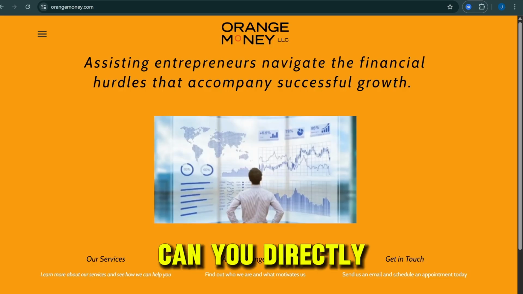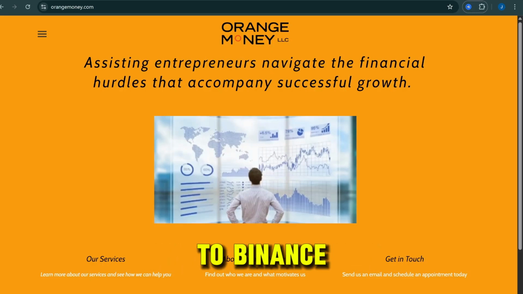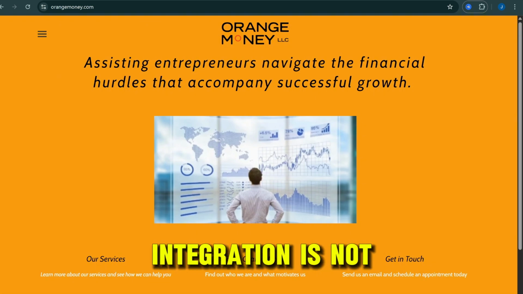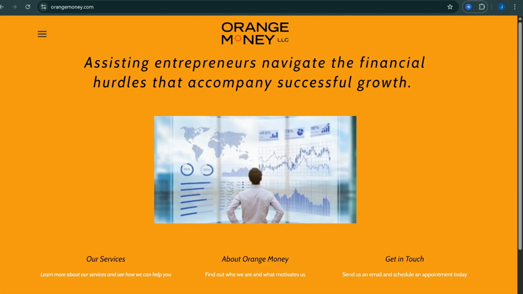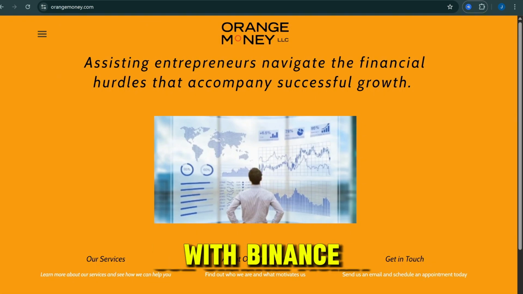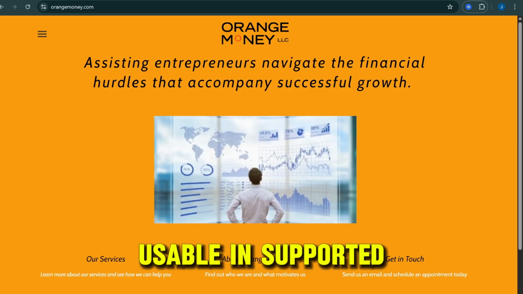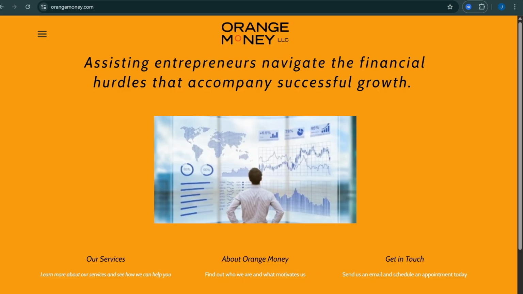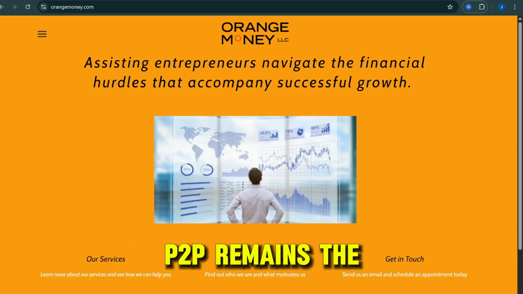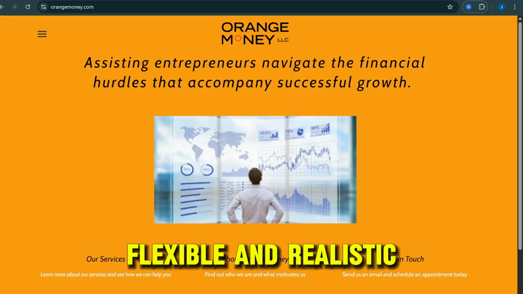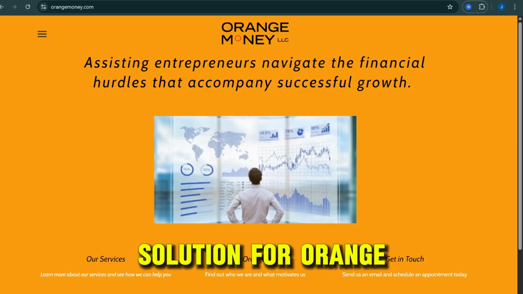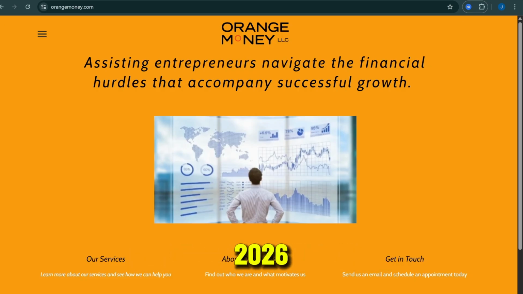Can you directly link Orange Money to Binance? No, direct wallet integration is not supported. Can you still use Orange Money with Binance? Yes, Binance P2P makes it fully usable in supported regions. When used correctly, P2P remains the most secure, flexible, and realistic solution for Orange Money users in 2026.